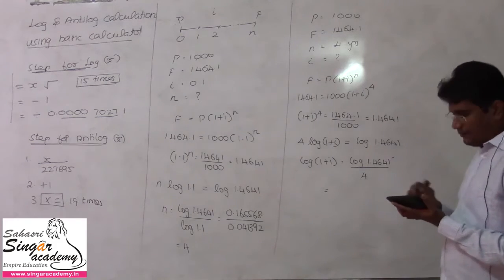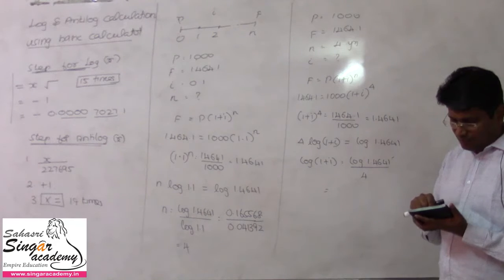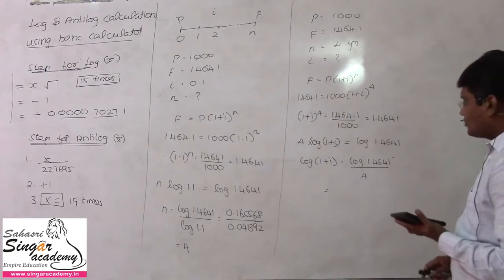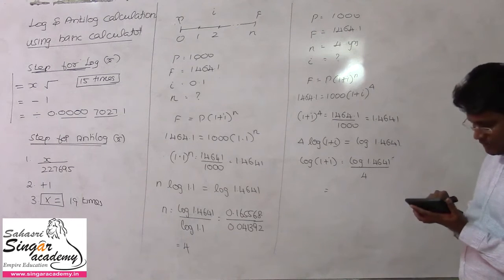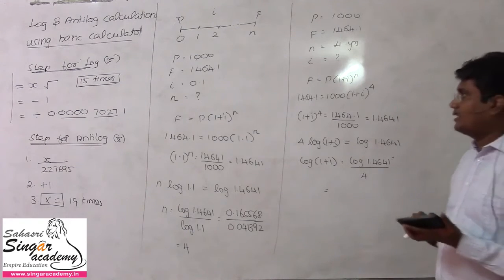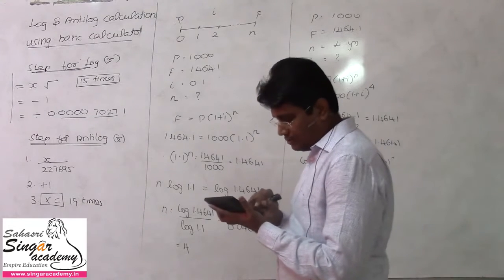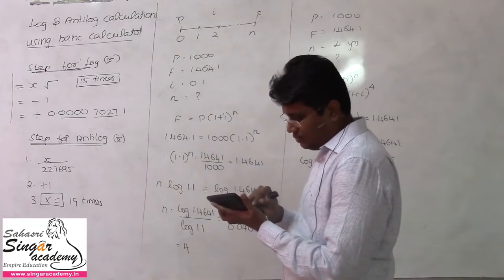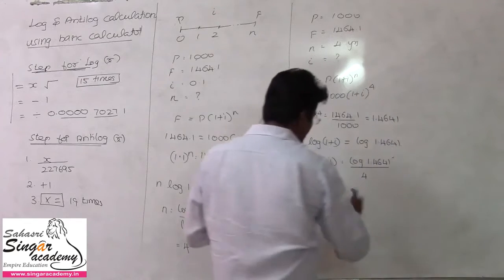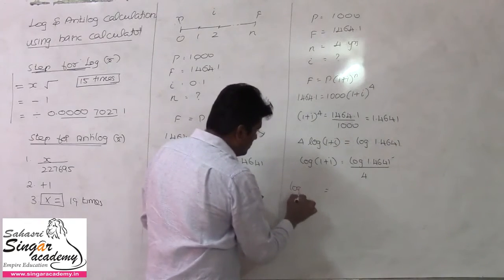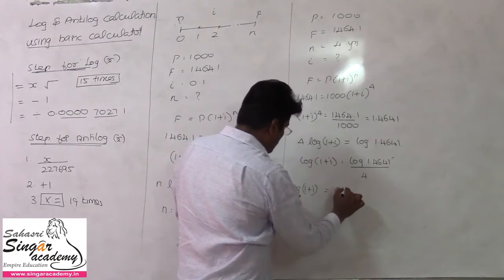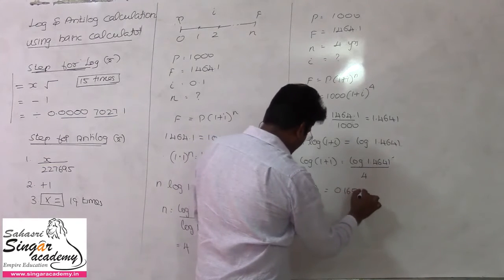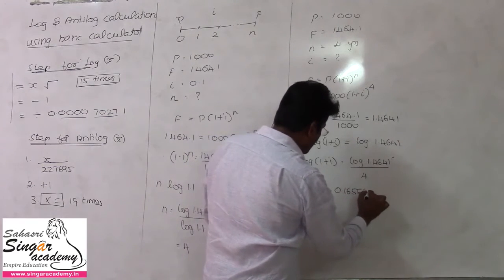Take the 15 times root of 1.4641. So 1, 2, 3, 4, 5, 6, 7, 8, 9, 10, 11, 12, 13, 14, 15. So we got that 1.0000. So from there I have to deduct 1 and it should be divided by the special number 0.000070271. So log 1 plus I is equal to 0.165567.